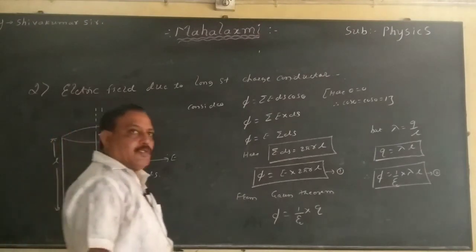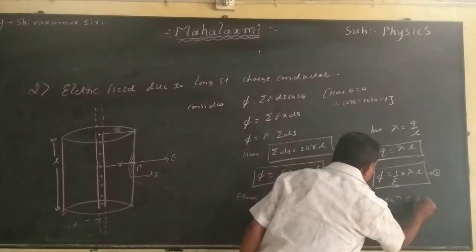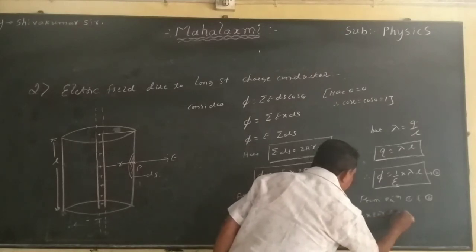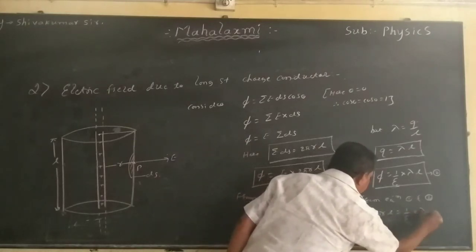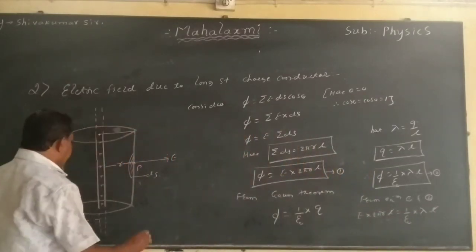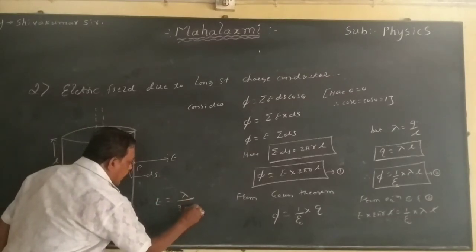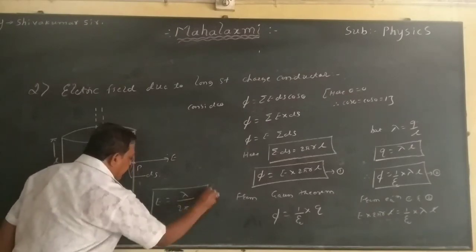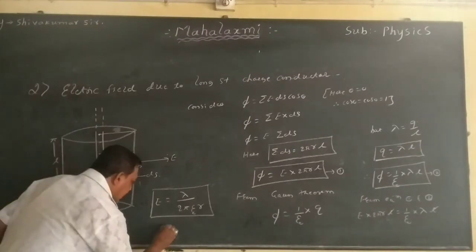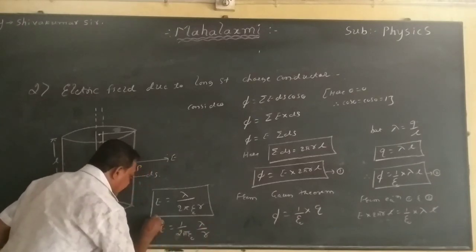Then from equations 1 and 2, E into 2 pi r L equals 1 by epsilon naught into lambda L. L gets canceled. What is the remaining thing? E equals lambda divided by 2 pi epsilon naught into r. We can also write E equals 1 divided by 2 pi epsilon naught, lambda by r. Both are the same.